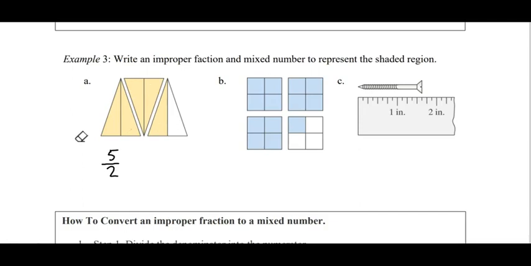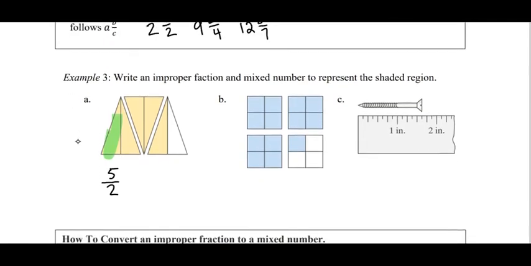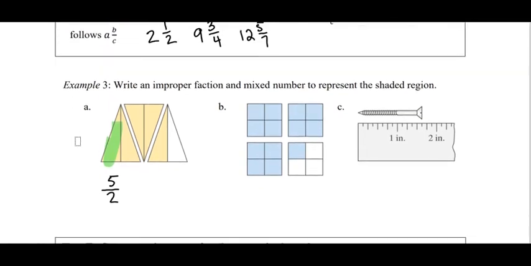Now let's talk about the mixed number. A mixed number is going to have a whole part and a fraction part. I have two whole triangles and half of a triangle. So I am going to write my two whole triangles and 1/2 of the triangle, and that's my mixed number.